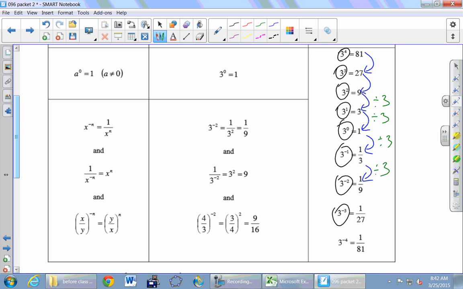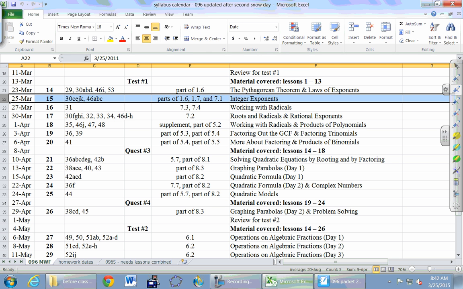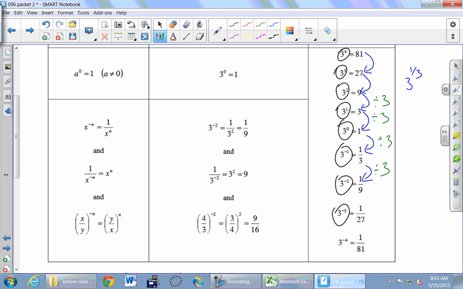Ben? No, 3 to the 1/3 we will see in the coming class. We're going to talk about rational exponents here, 2 classes away. Yeah, 3 to the 1/3 doesn't have any meaning for us yet. Any number to the 0 is 1 except for 0. 0 to the 0 is not defined, but any other number to the 0 is 1. Okay. All right.